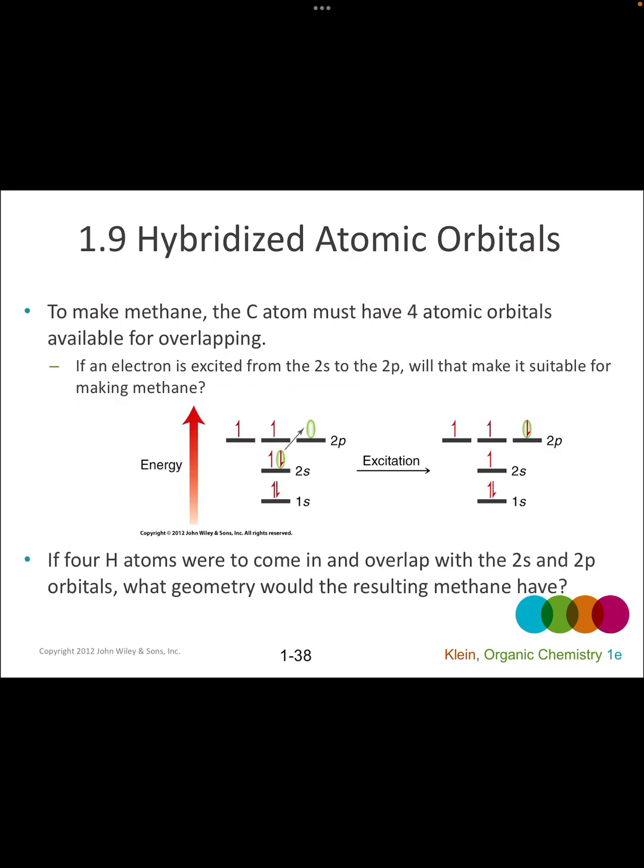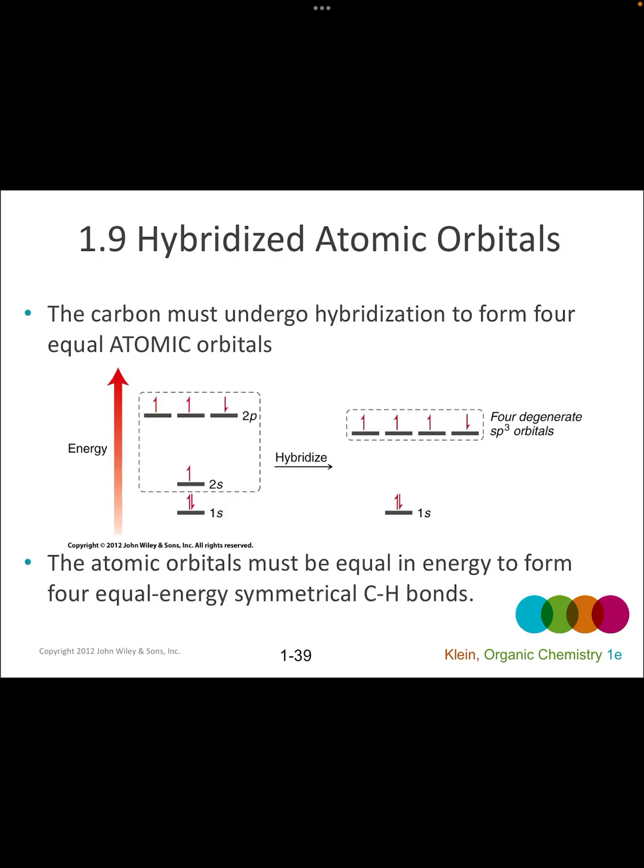How does that happen? Well, that's called hybridization. To be able to form four bonds, carbon could promote one of the electrons from the 2s orbital to the p energy level, and then hybridize all those four atomic orbitals that have one electron each. Then you can form four degenerate sp3 orbitals.